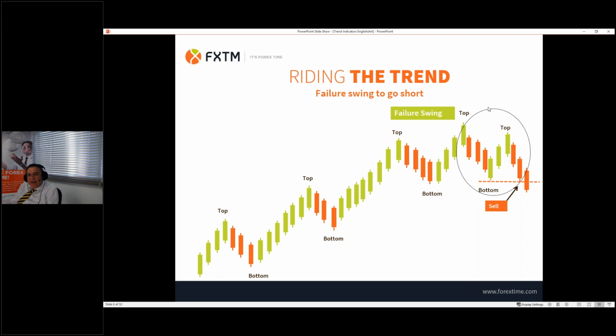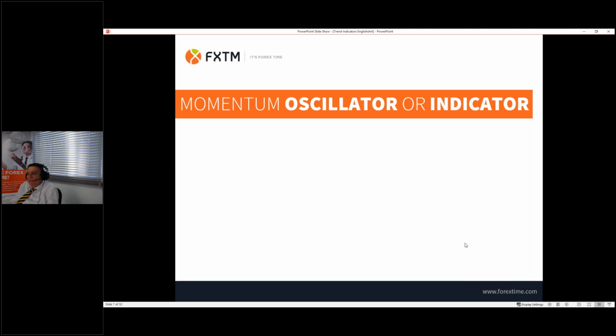Again, this is a reversal which is called failure swing, and it defines the end of the uptrend and the very early beginning of a downtrend. So if we don't have any questions so far, then we will move on to define momentum.